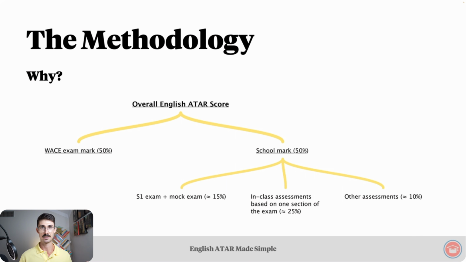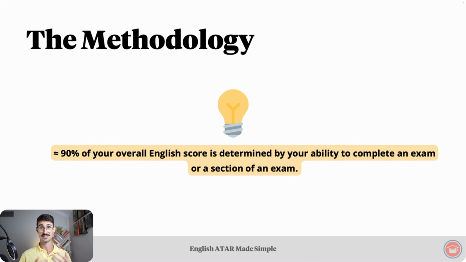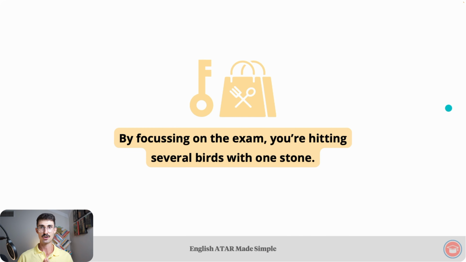Why do these numbers matter? They matter because they tell us that roughly 90% of your English score is determined by your ability to do an English exam or one section of an English exam. Put differently, by focusing on the exam, you're hitting several different birds with one stone. There really couldn't be a better example of this whole idea of studying smarter, not harder. And that's what I want you to be able to do. I know that you probably don't want to be studying for English. I understand that.